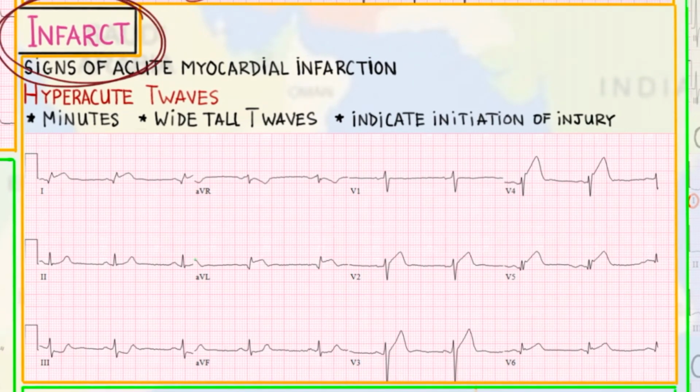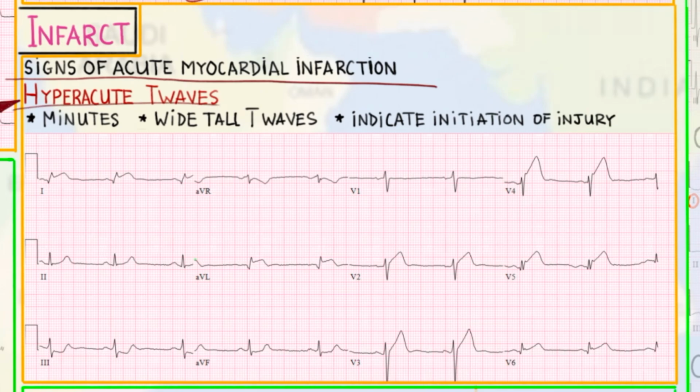Now, level 2 infarct stuff. So I wanted to show you the signs of acute myocardial infarction, and the initial sign of an acute MI is hyperacute T waves. It's the first thing that pops up when somebody's having a heart attack. And these occur over a period of minutes. So when the artery becomes plugged, within a few minutes, you're going to get these hyperacute T waves, and they come definitely before the ST elevation.